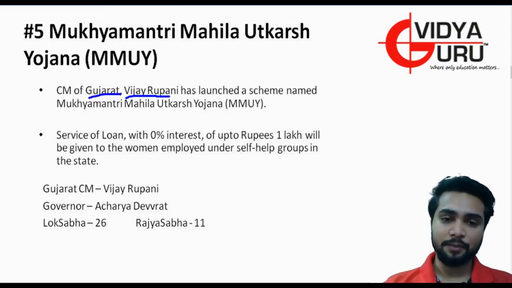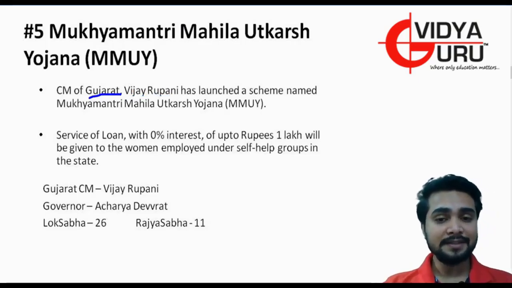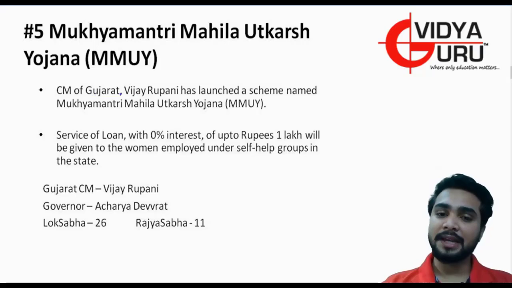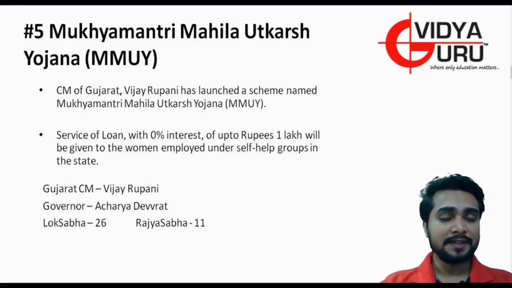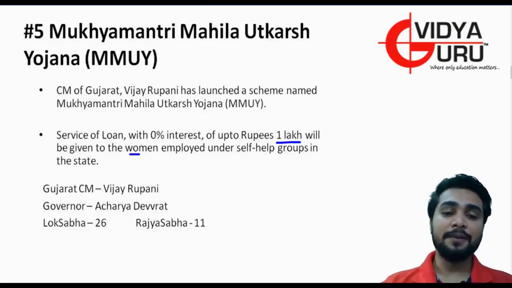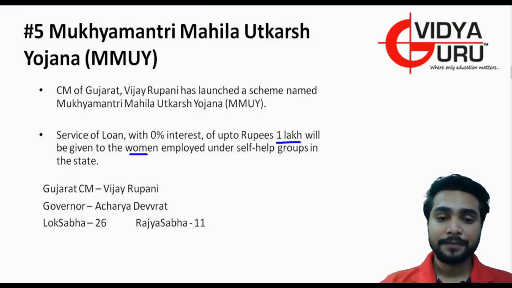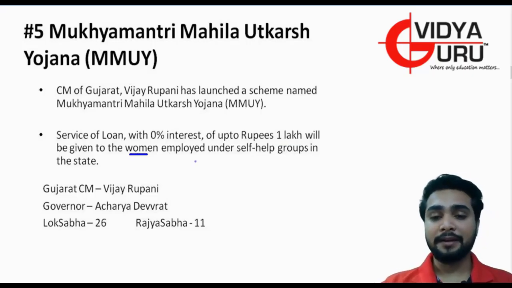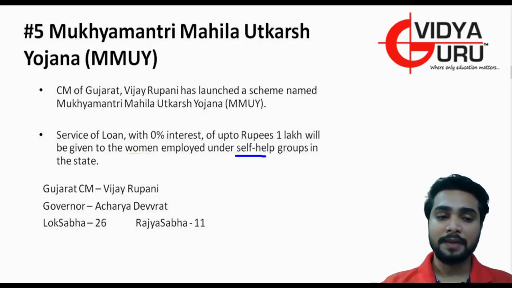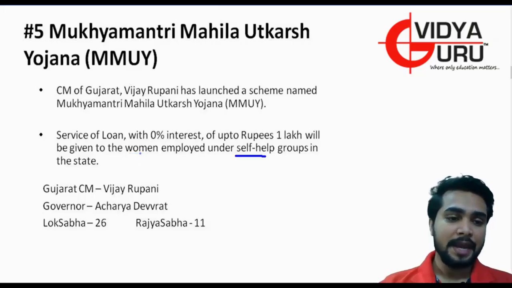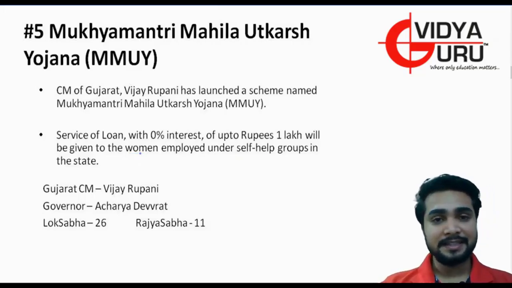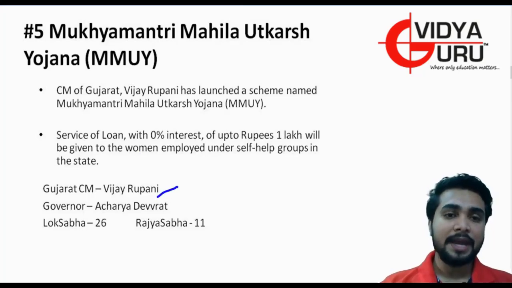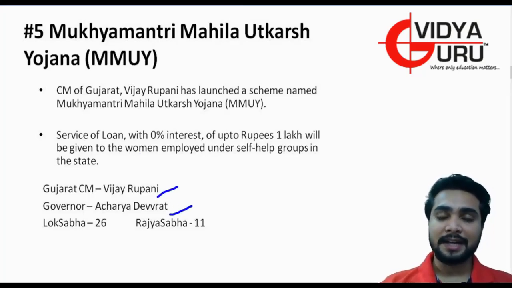Gujarat's CM Vijay Rupani has launched a scheme named Mukhyamantri Mahila Utkarsh Yojana, and under this scheme a loan with 0% interest of up to rupees 1 lakh will be given to the women. Which women? Who are employed under self-help groups of the state. And the CM of the state is Vijay Rupani, and the governor of the state is Acharya Devvrat.